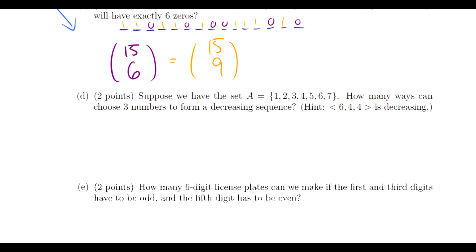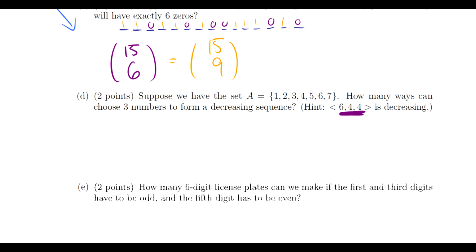So in the videos, I specifically talked about strictly increasing sequences or strictly decreasing sequences. Today we have a set A equal to 1, 2, 3, 4, 5, 6, or 7, and we want to choose 3 numbers to form just a decreasing sequence. So 6, 4, 4 is decreasing because the next number is 0 or some positive number less than the previous one. So this is the same thing as choosing 3 with repetition.